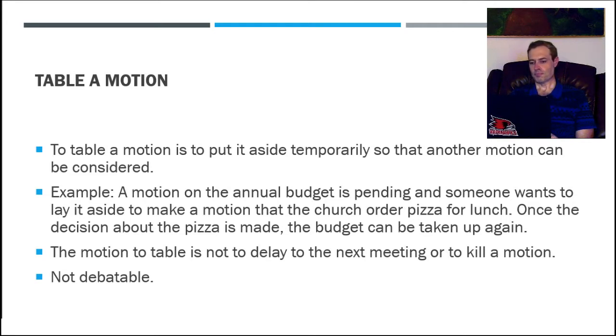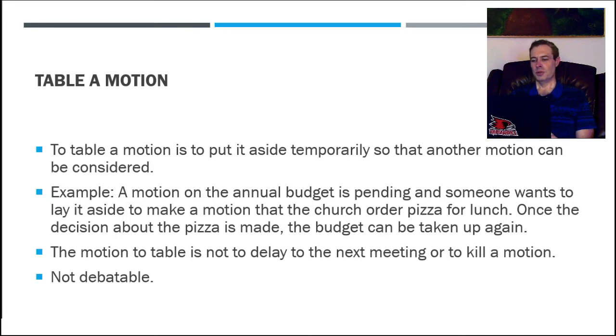And then we reach a point where people are getting hungry and somebody decides, we really ought to order pizza. We ought to break for lunch and just serve pizza and then we can pick this up afterwards. So someone decides that's a great idea. They want to make that motion, but they can't make that motion. It would not be proper to make that motion while the motion to adopt the annual budget is under consideration.